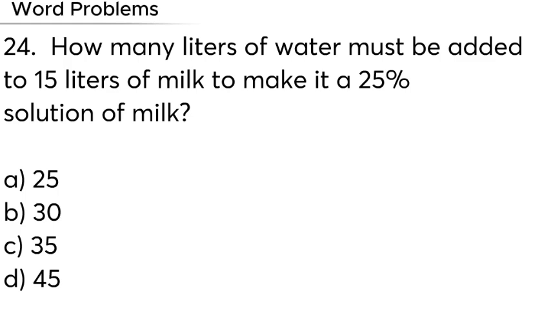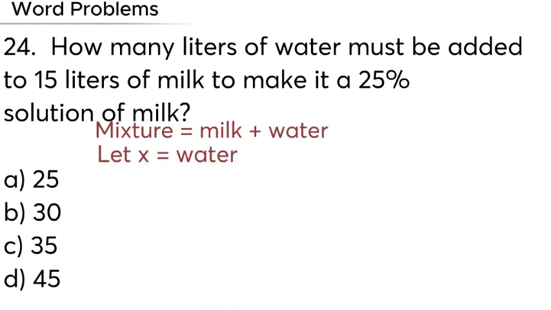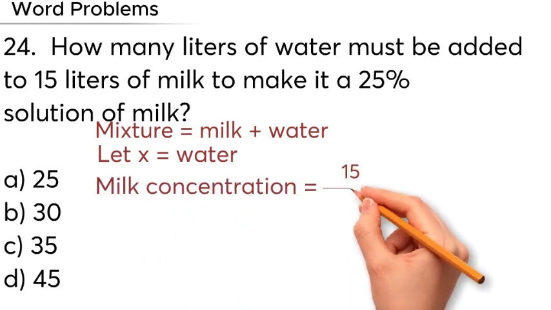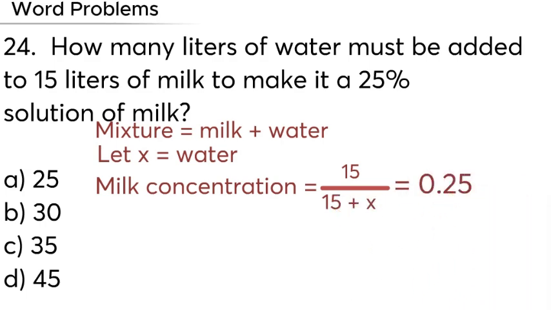In this mixture, we have milk and water. The amount of milk is known, which is 15 liters. The amount of water is unknown. So let x be the water added. To solve for the amount of water added, it is equal to 15 liters of milk divided by 15 plus x. And this is equal to 25% or 0.25.